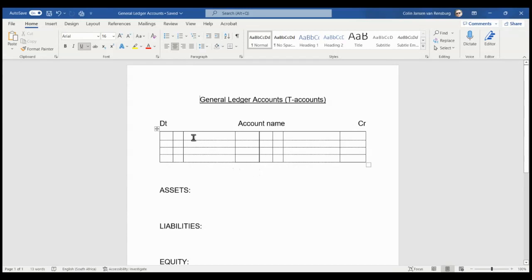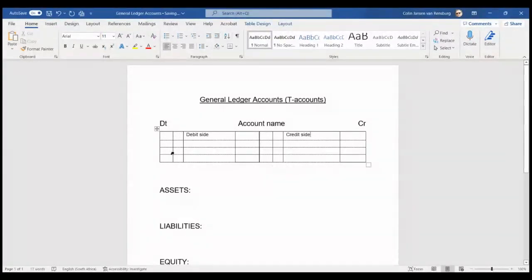So, ladies and gents, this is our debit side, right? So I'm just going to type the debit side. So clearly, if you look at that T account or general ledger account, your left-hand side is the debit side. And the right-hand side of that center line is your credit side. Right?